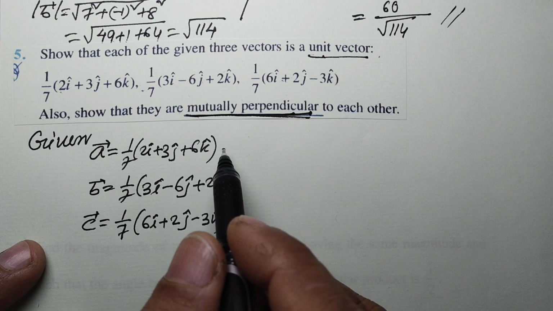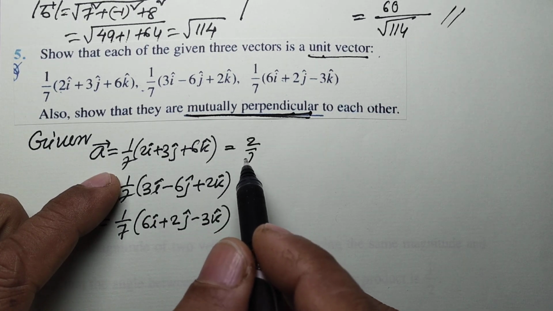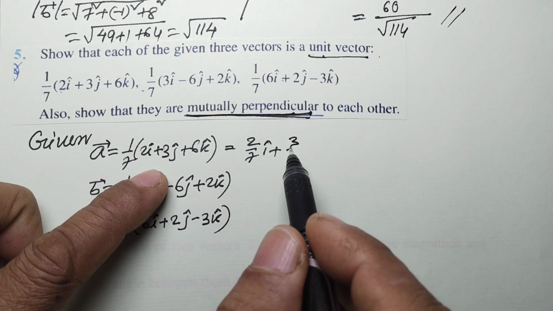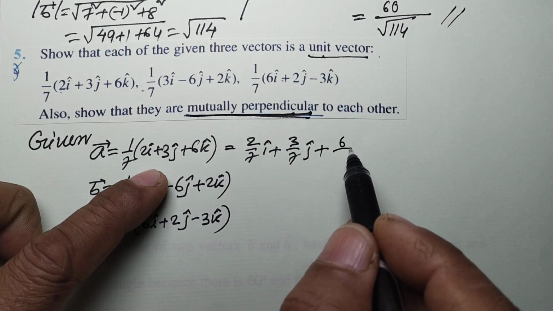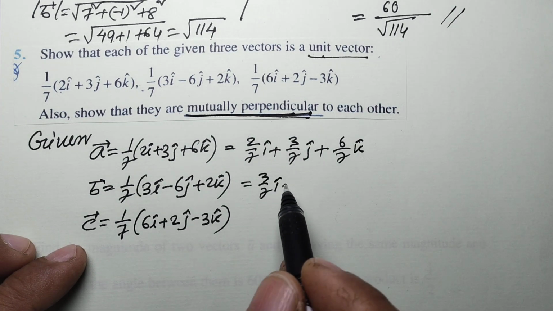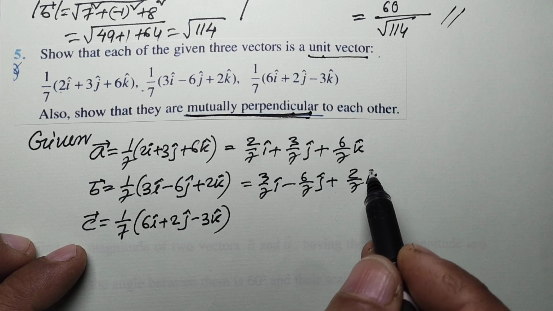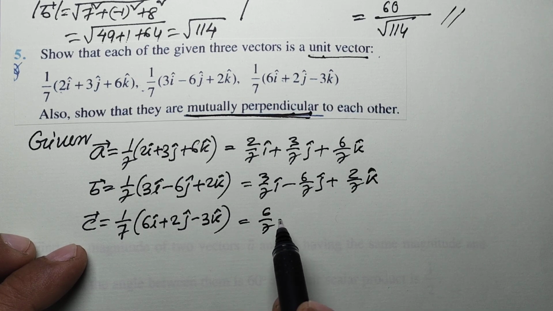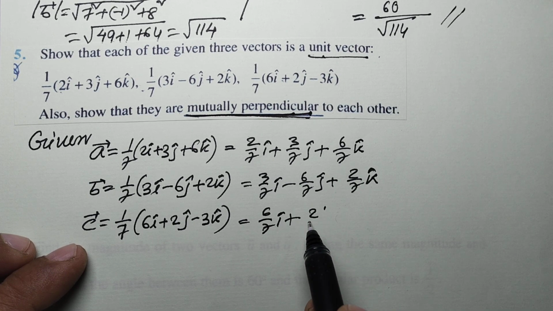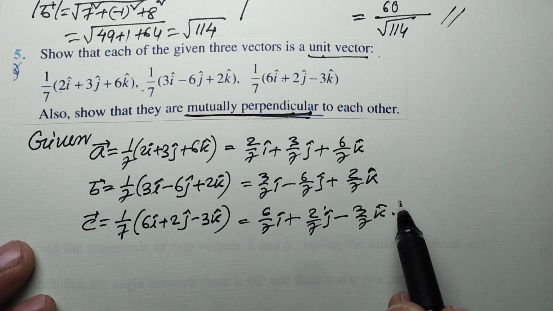So first, vector A, I can simplify it. We can multiply the 1 by 7, so it is 2 by 7 I, 3 by 7 J, 6 by 7 K. Same way, this one I can write as 3 by 7 I, and 2 by 7 K. Here also I can write it as 6 by 7 I, 2 by 7 J, minus 3 by 7 K. We are just simplifying.